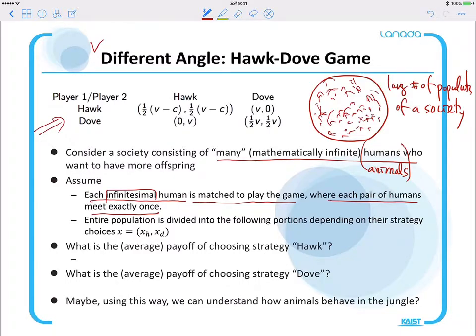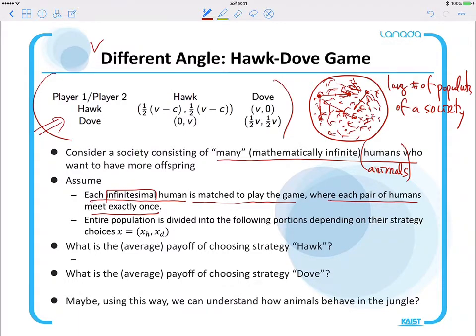Okay, and we're going to consider the situation where each infinitesimal individual will play this game with another person exactly once. Like the game between these two guys, between these two guys, between these two guys, and so on. We're going to assume that there are infinitely many individuals.